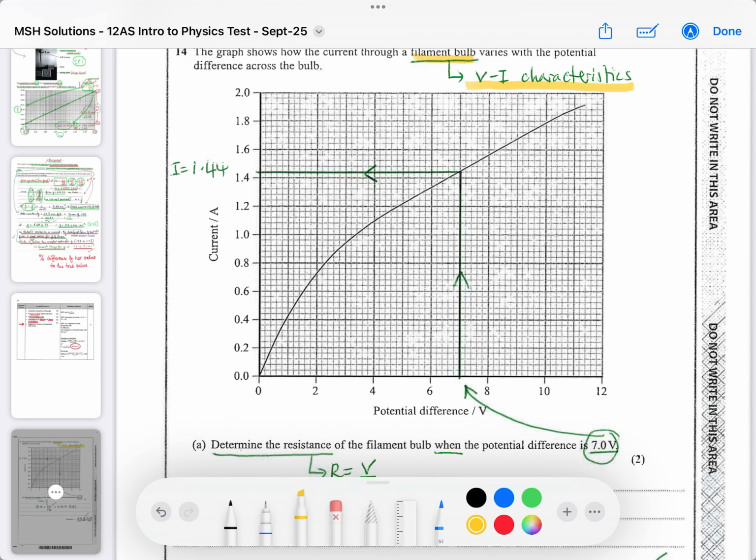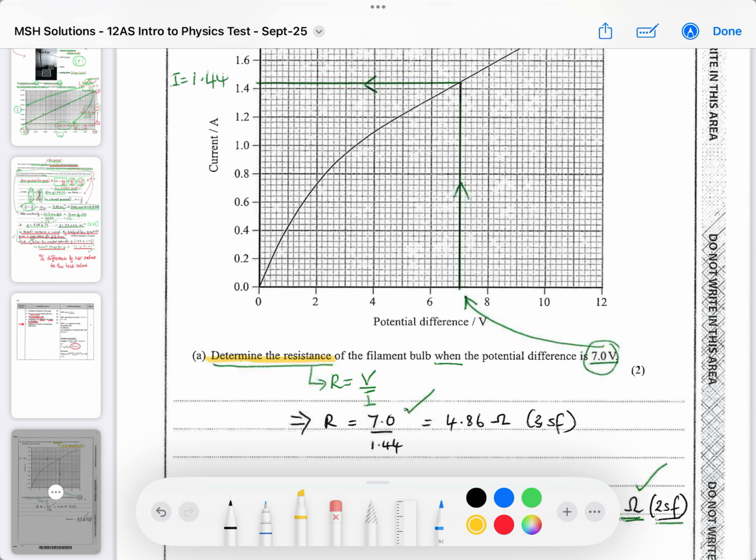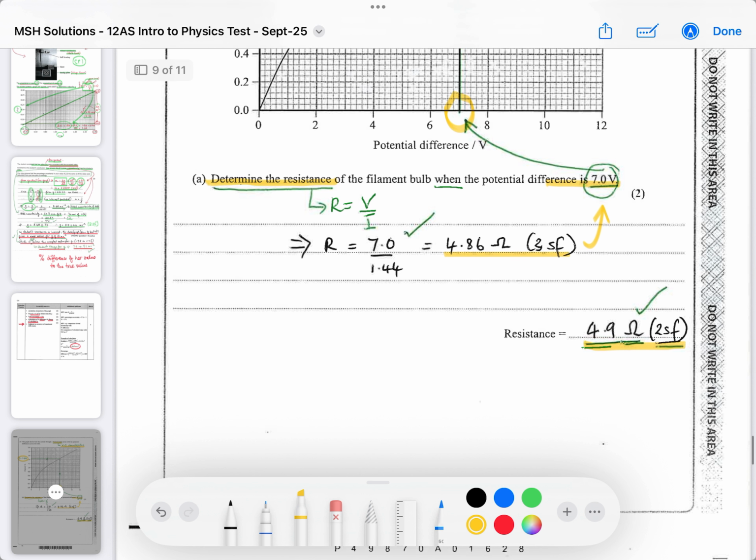They've drawn a curved non-ohmic variation of potential difference to current, and they want you to determine the resistance at 7.0 volts, which is here. So you draw the line up with a ruler, line across, it comes to 1.44. Divide one by the other and you get 4.86. I've done it to 3 significant figures, but the data is only given to 2 significant figures. So you need to round it to 4.9, and don't forget the unit. If you miss the unit, you won't get the 2 marks.